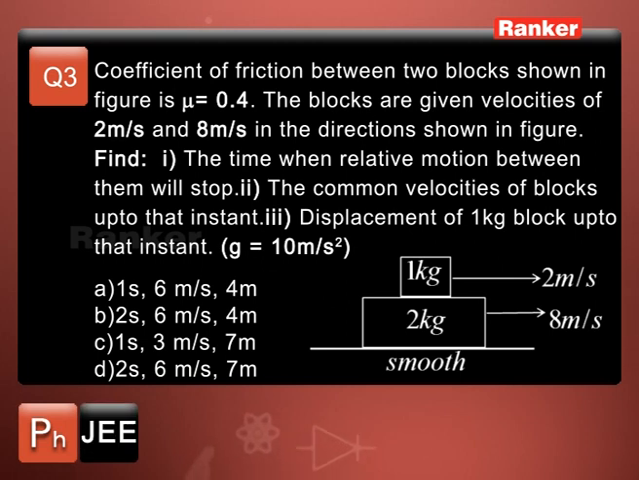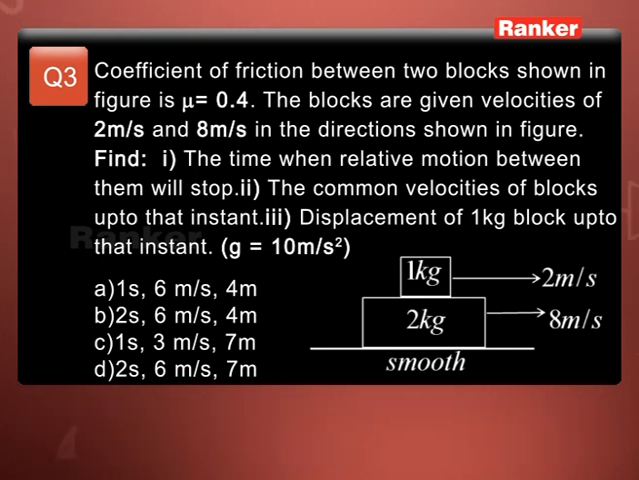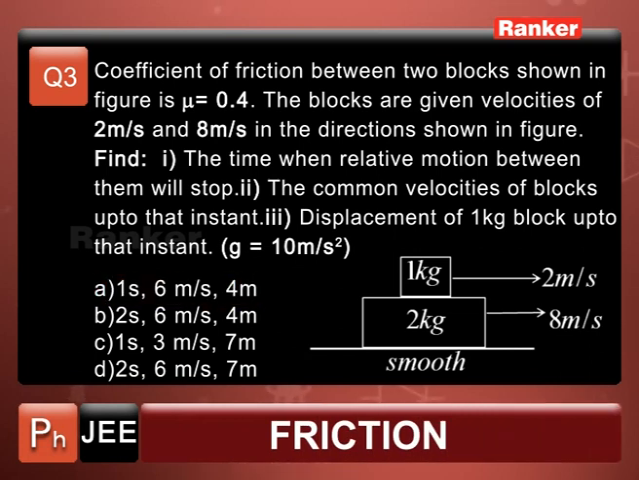So the options are given as: option A 1 second, 6 meter per second, 4 meter; option B 2 seconds, 6 meter per second, 4 meter; option C 1 second, 3 meter per second, 7 meter; option D 2 seconds, 6 meter per second, 7 meter. The correct answer is option A. So I write here, the answer is option A, which is 1 second, 6 meter per second, 4 meter.